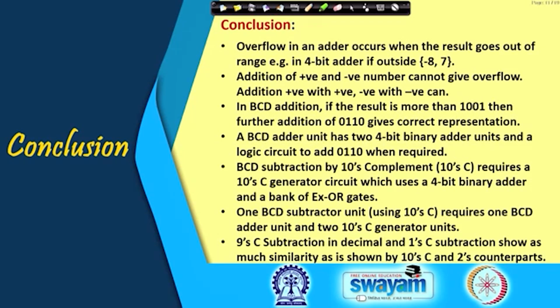And in BCD addition, if the result is more than 1001, then further addition of 6, that is 0110, is required, and the BCD adder will require two 4-bit binary adders and a logic circuit to decide when the 6 is added. BCD subtraction will require a 10's complement generator circuit and a normal BCD adder. So, together a 10's complement generator circuit and a BCD adder, you can do BCD subtraction. And 9's complement subtraction and 1's complement subtraction in decimal and binary respectively have similarities, and we have seen examples of how to do that, and we can convert that to circuitry the way we did for 2's complement and 10's complement. Thank you.